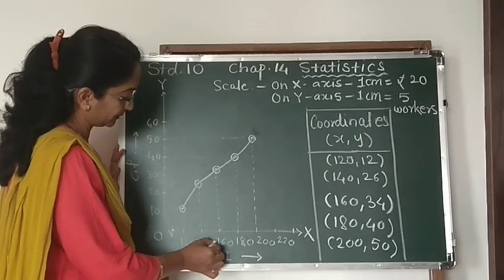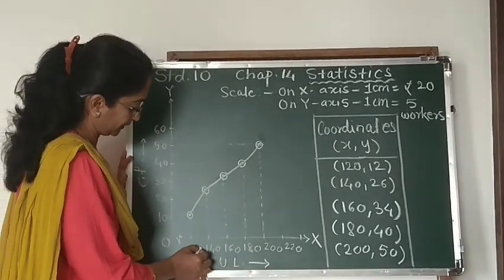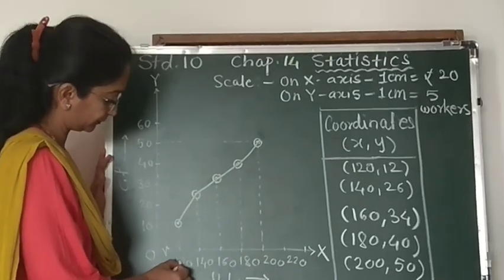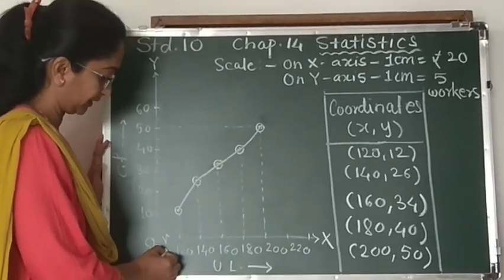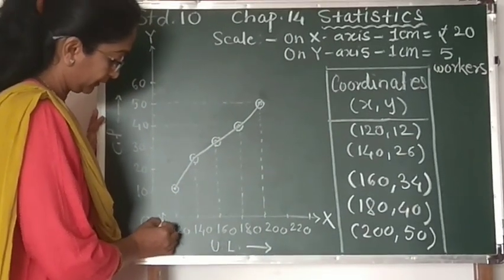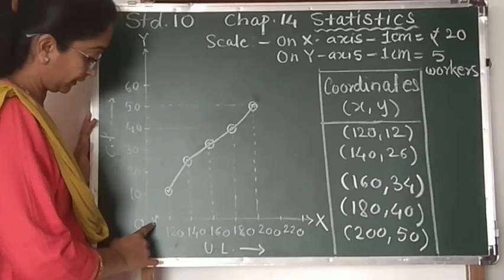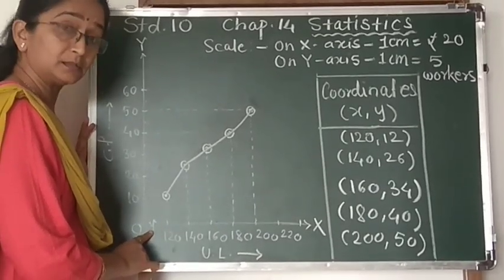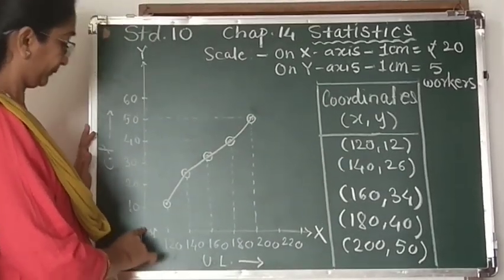because here the difference between the 2 points is 20, and here 0 to 120, that means here the difference is 120. So we want the difference equal here. So for showing this difference, we have to give the kink mark here.